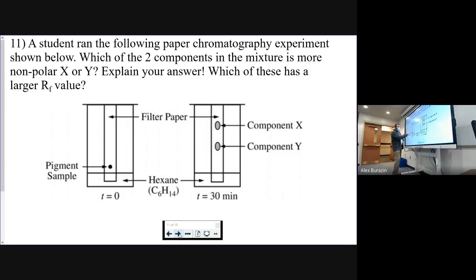Okay, so this is like a before and an after picture. This is how I set it up. I had my sample, I put the sample right there, I made a dot, and I put it in the chamber, beaker, the reaction chamber, whatever you want to call it. Then as the liquid was wicking up the page, it took this little spot with it. And that spot began to separate into two different components. Okay? So the question is, which of these two components in the mixture is more nonpolar?